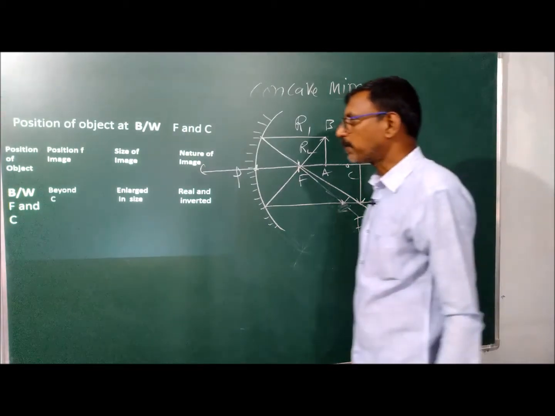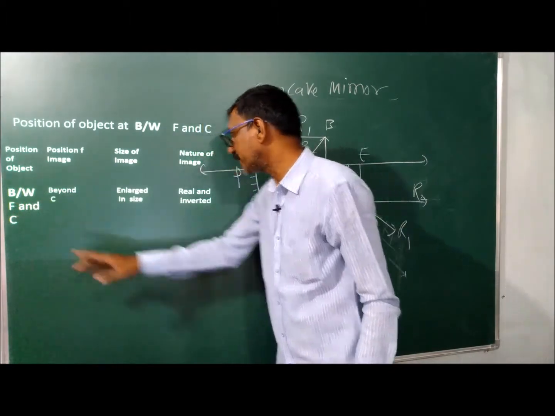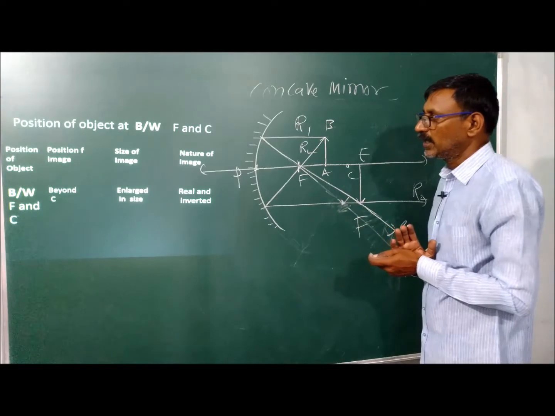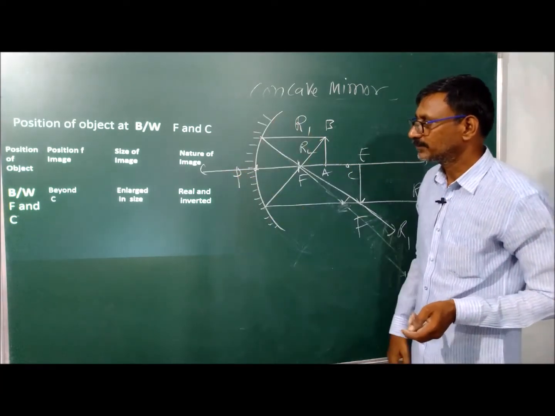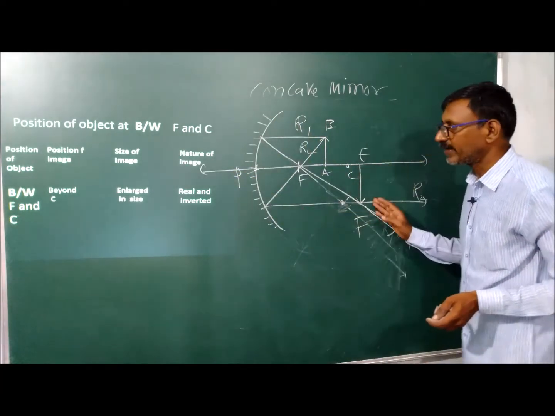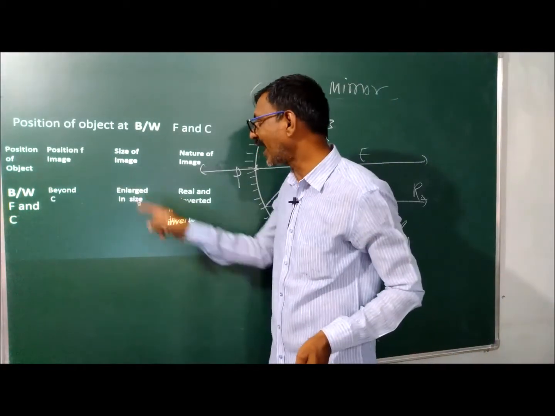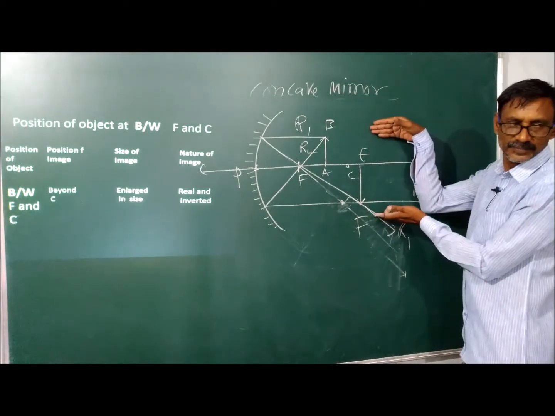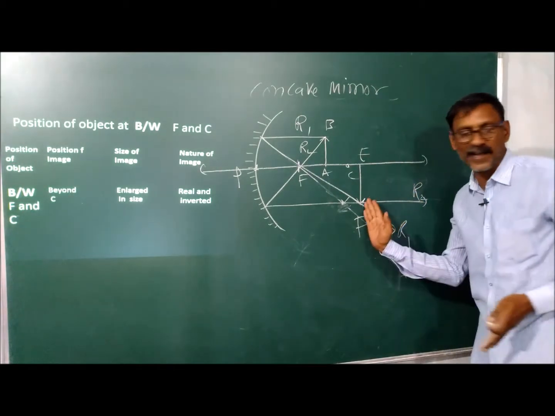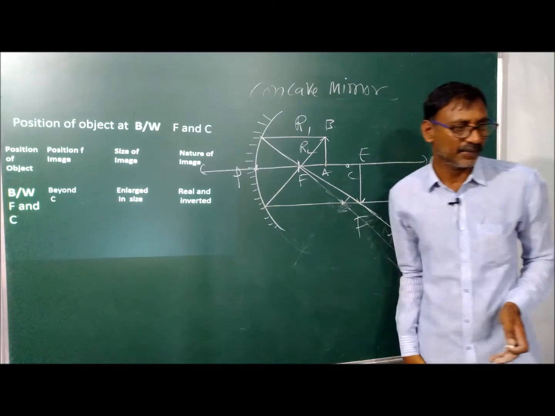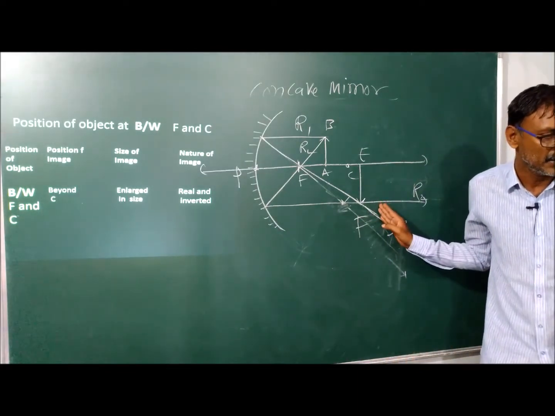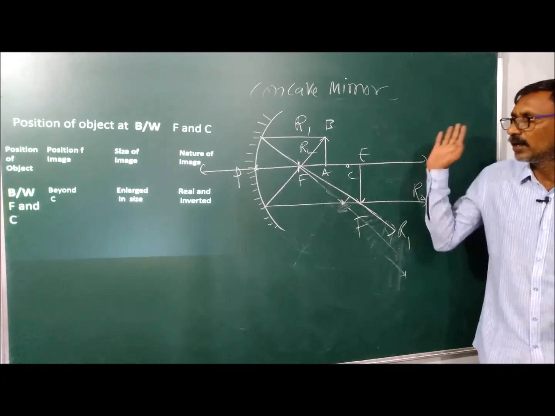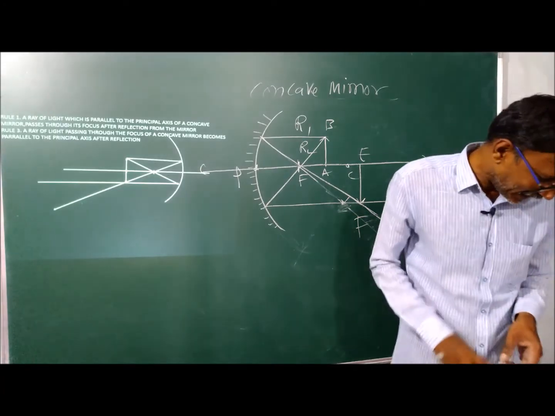See here, the position of the object is between F and C. The position of the image is beyond the C, very good, beyond the C. And the size of the image is enlarged, and it is inverted and real also. Inverted and real. We can catch this image beyond C with the help of a screen. Okay. Now coming to the object at C.